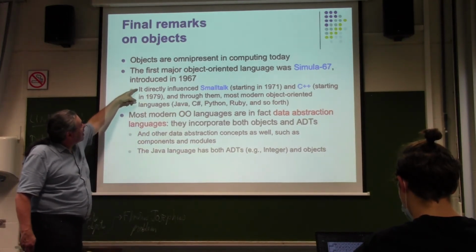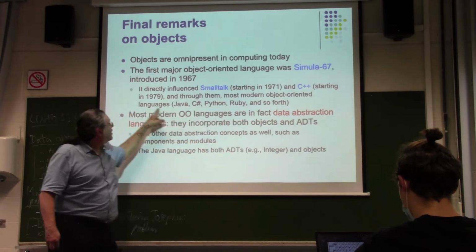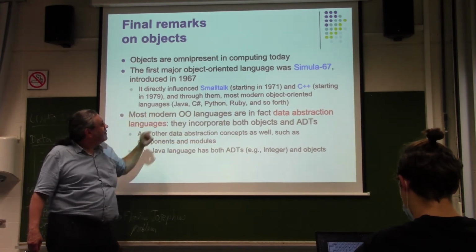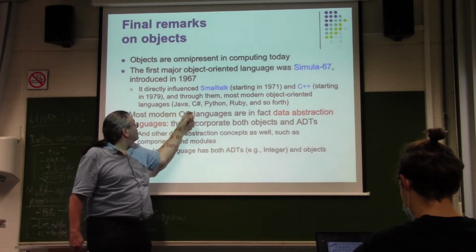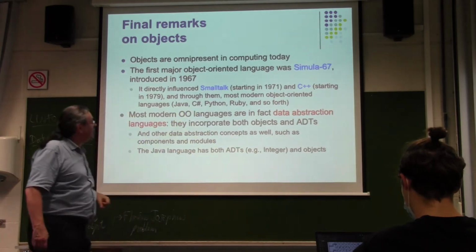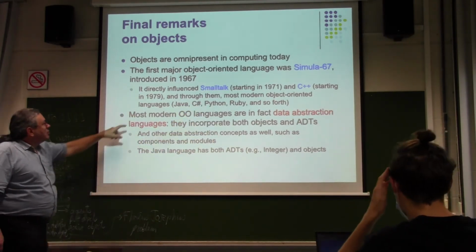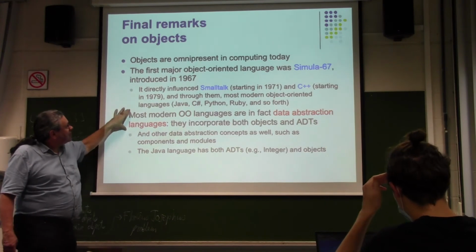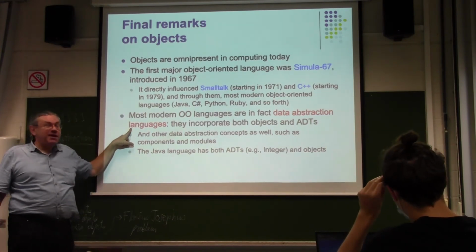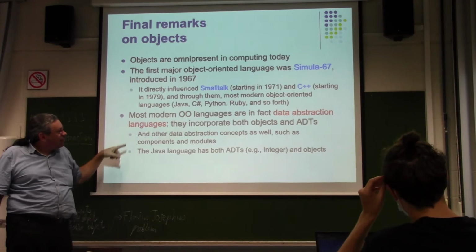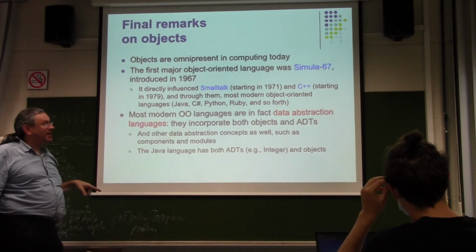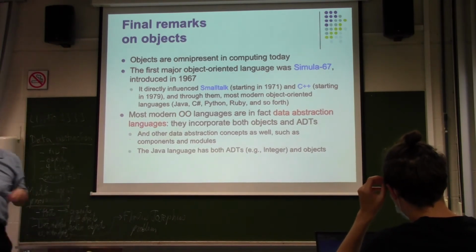And those two languages were influencing all the big modern object-oriented languages, Java, C#, Python, Ruby, and so on. So all of these modern languages, actually it's better to call them data abstraction languages, because they have both objects and abstract data types in there. Okay?